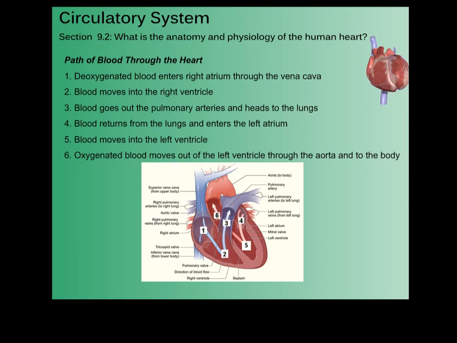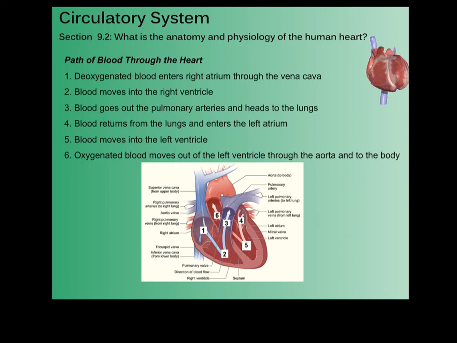Step 3 states that blood goes out to the pulmonary arteries and heads to the lungs. In order to do that, it's going to have to go through the pulmonary valve. Again, not mentioned, but a good review. It's going to take a right-hand turn and a left-hand turn, and that's going to take us to the lungs. The blood is going to get oxygenated. I know you can't see that here. Our lungs would be on either side.